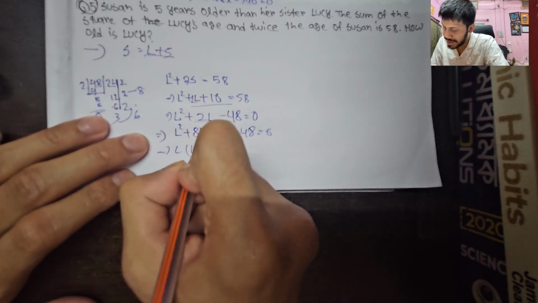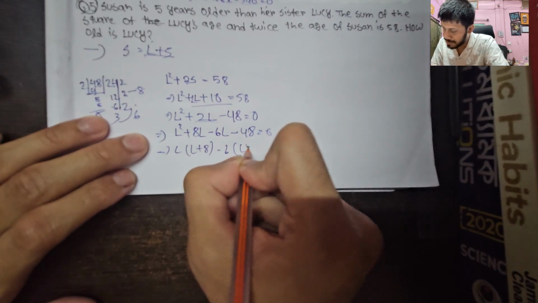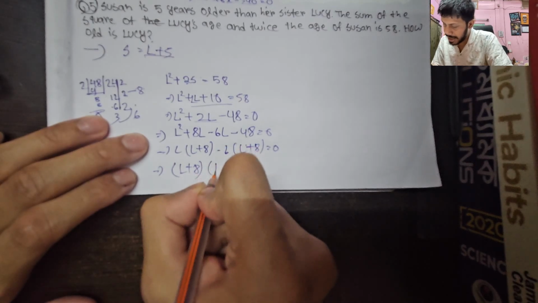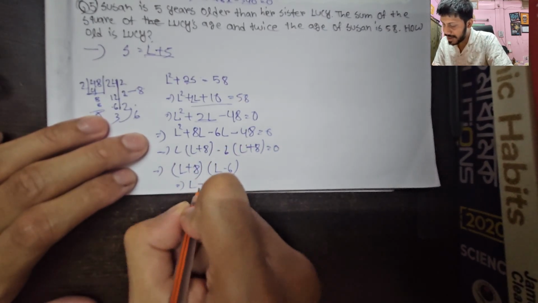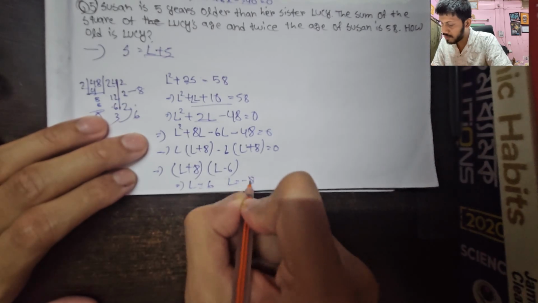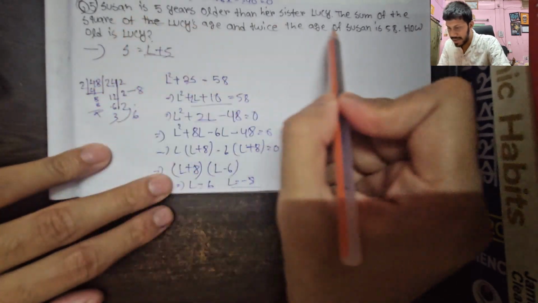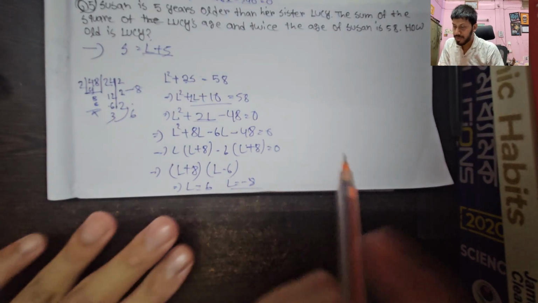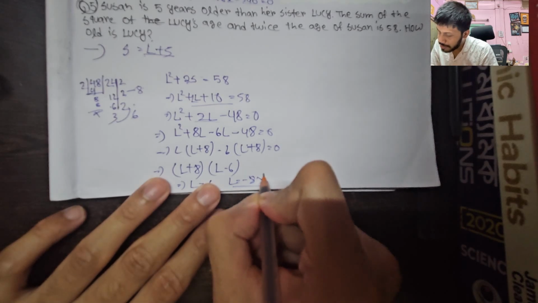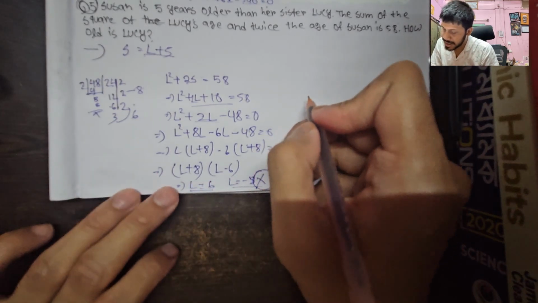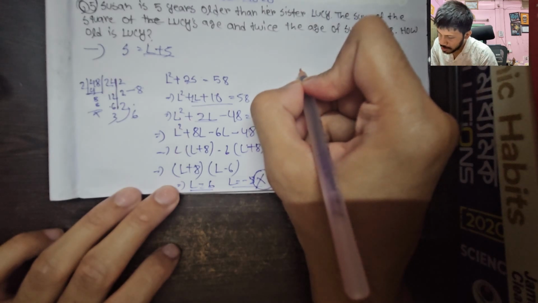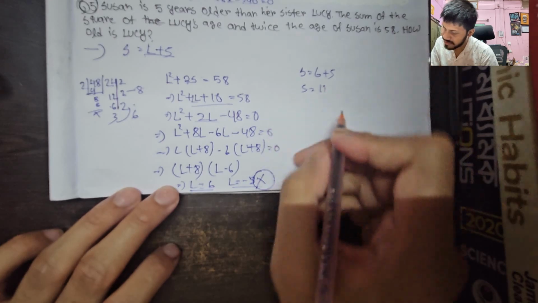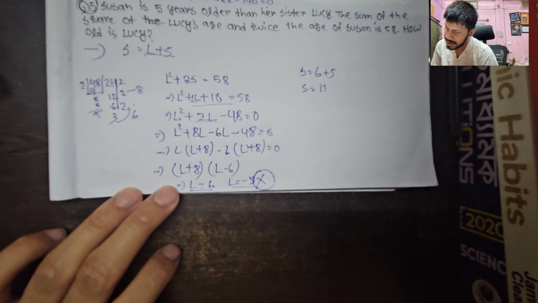We'll take L common, and L plus 8 common, giving L plus 8 and L minus 6. Now, L minus 6 gives 6, but L plus 8 gives minus 8. Lucy's age cannot be negative, so that is out of the option. So let's try L equals 6. Now Susan's age is 6 plus 5, so Susan is 11 years old, but does it satisfy the requirement?